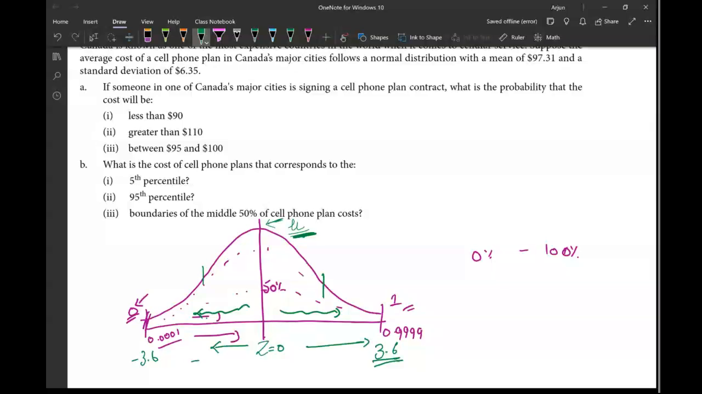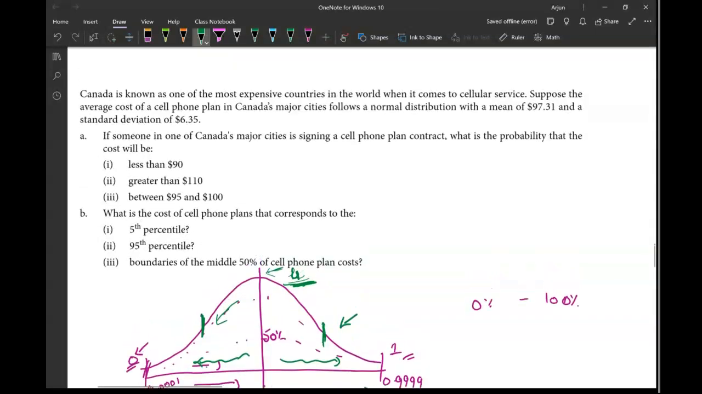Whatever x value is bigger than the mean value, you're going to represent it on the right hand side of the graph. If it is less than the mean value, you will represent it on the left hand side. For more detail, you can check the previous video. All right, let's talk about this question.